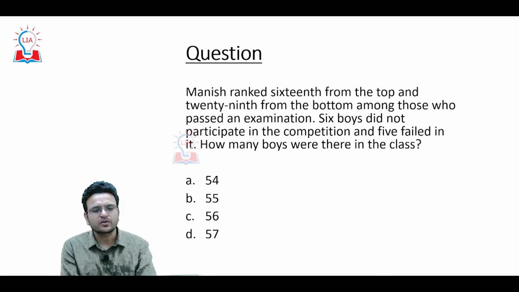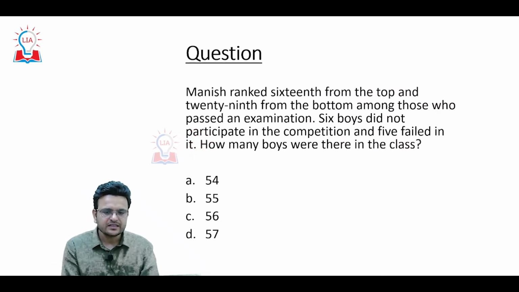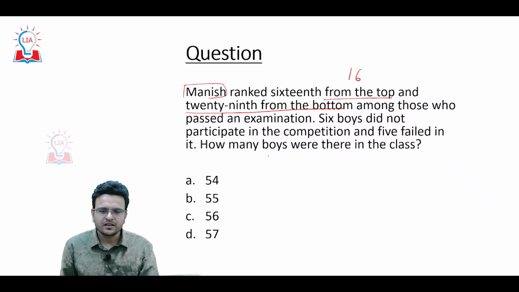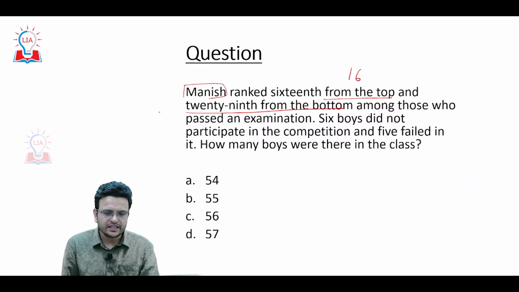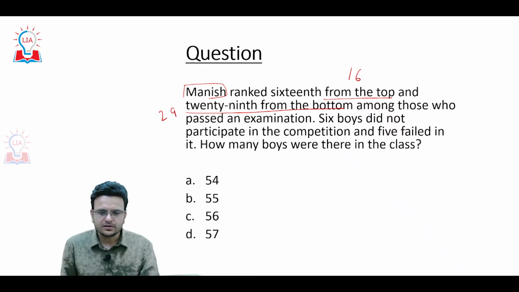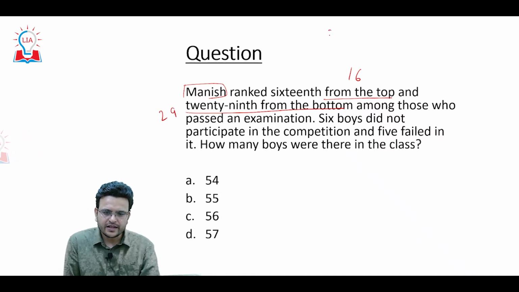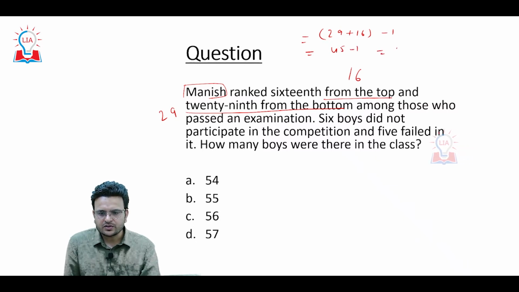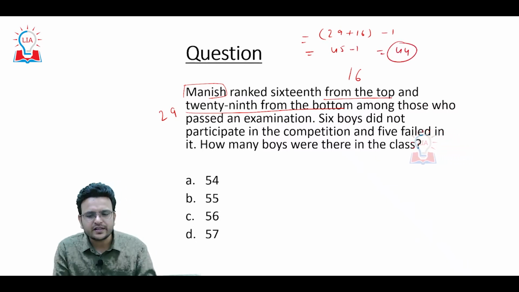You will get the answer. Now come to one more question. Manish ranked 16th from the top and 29th from the bottom. So total students are 29 plus 16 minus 1. It will be 45 minus 1. So total students are 44.